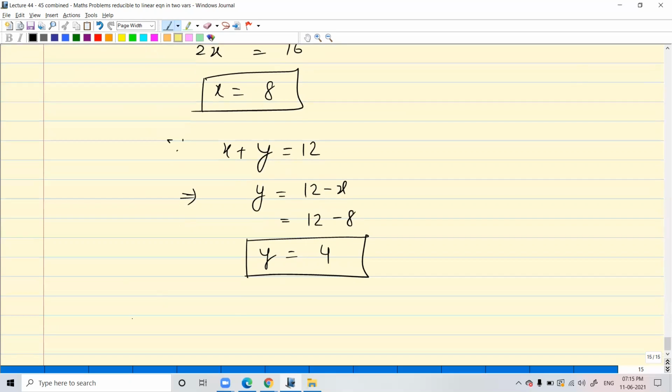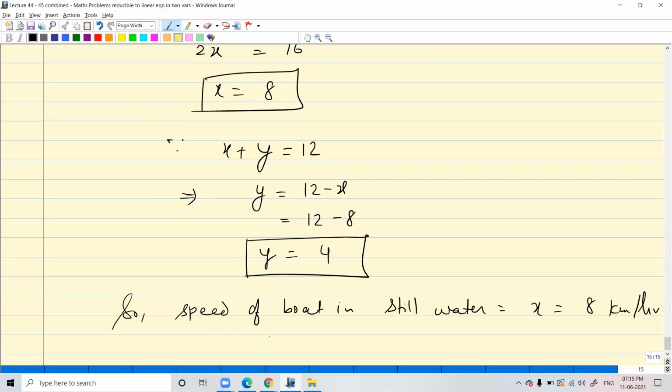Write the final conclusion. So the speed of boat in still water, that will be x, right? So 8 kilometer per hour. Looks like it's the same boat, same 8 kilometer per hour. They borrowed the same boat. And the speed of stream is y, but the speed is faster over here. This time it's going 4 kilometer per hour. Anyway, this is a different question. Of course, you'll get different answers.